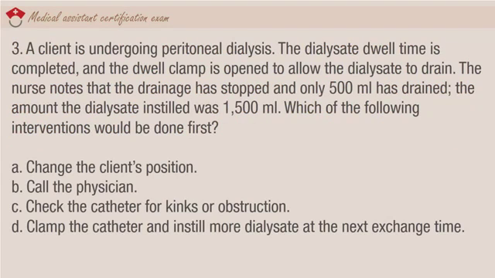Question 3. A client is undergoing peritoneal dialysis. The dialysate dwell time is completed, and the dwell clamp is opened to allow the dialysate to drain. The nurse notes that the drainage has stopped and only 500 milliliters has drained. The amount of dialysate instilled was 1,500 milliliters. Which of the following interventions would be done first?